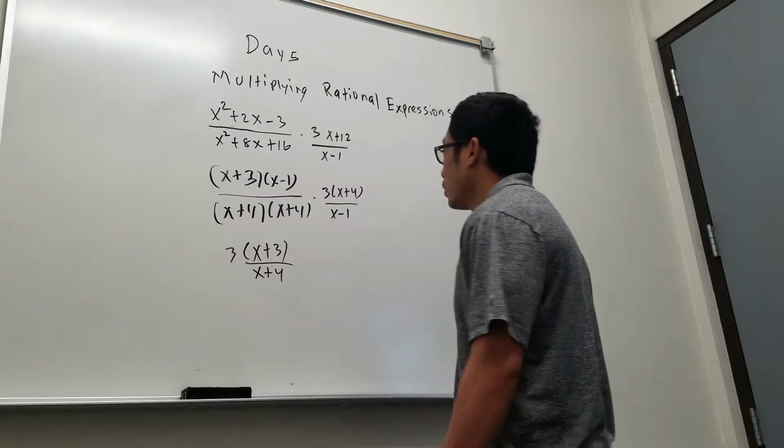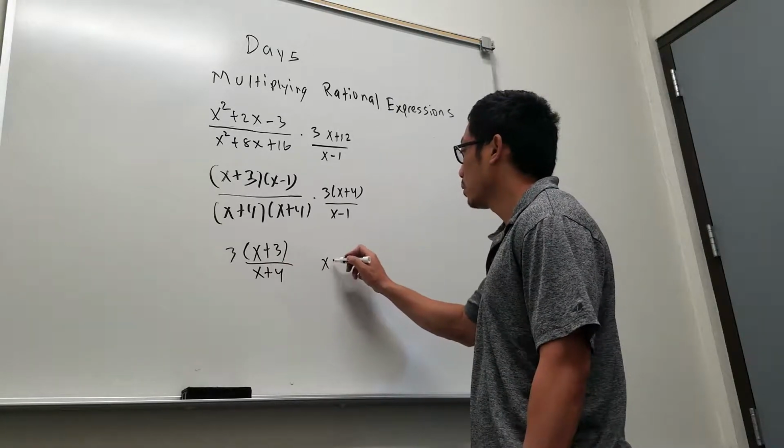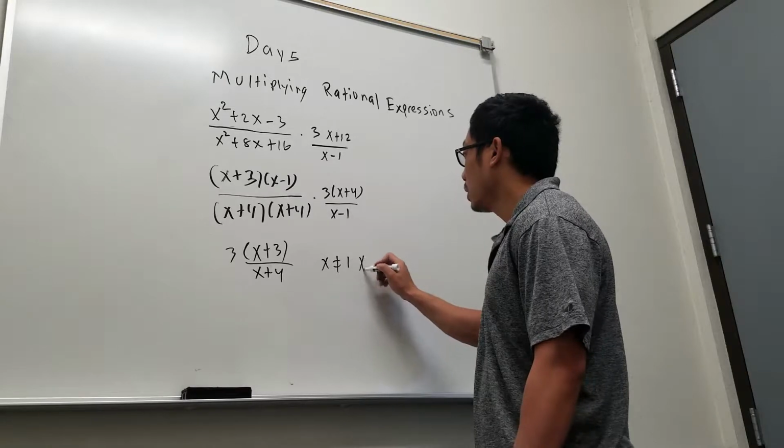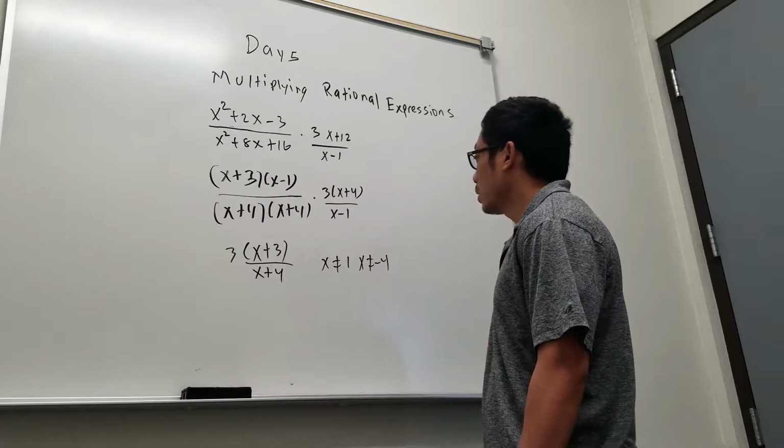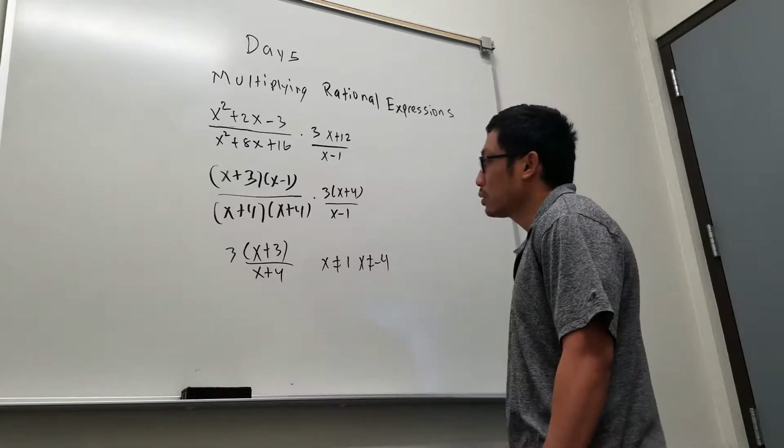Okay, so in order for this to be true, we have to exclude that x cannot equal 1 and x cannot equal negative 4. Okay? So we have to exclude that.